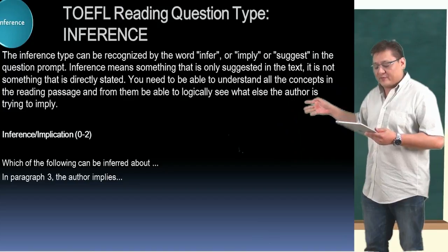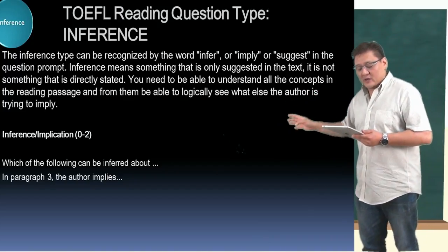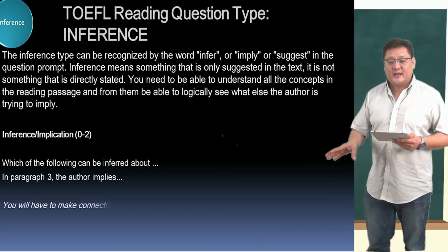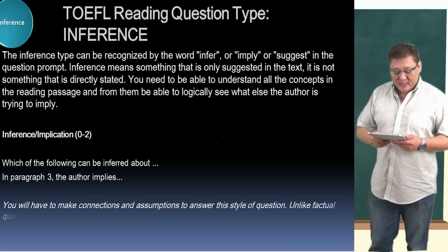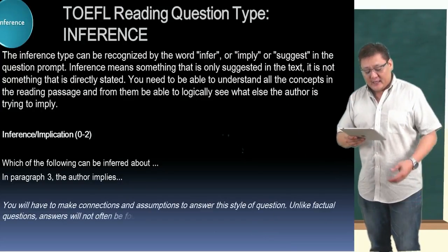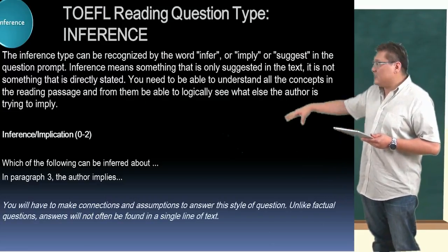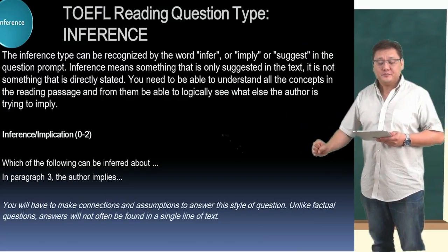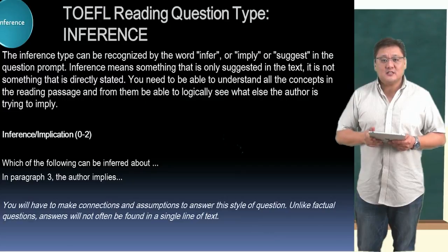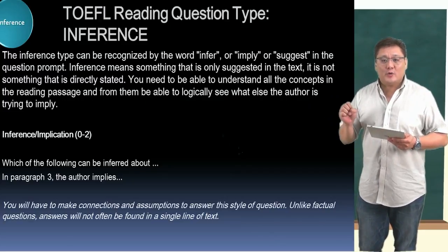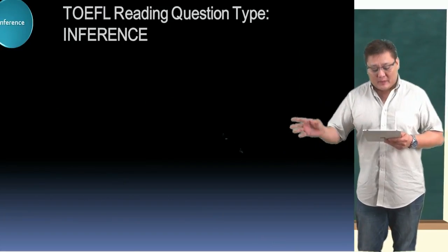Which of the following can be inferred about, and they give you one little topic. Or, in paragraph, the author implies, okay, and it's the whole thing put together. Now, you will have to make a connection or assumption. Now, 이 뜻은 이렇게 설명하면 되게 힘들어. 사실 내가 오랫동안 가르치면서 느낀 거 뭐냐면은 학생들이 똑같은 얘기했었어. 그냥 이 question 나오면은 너무 어렵게 생각하지 말고 간단하게 what can be concluded로 바꿔줘.